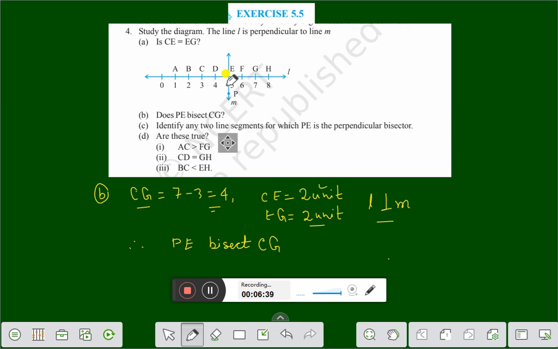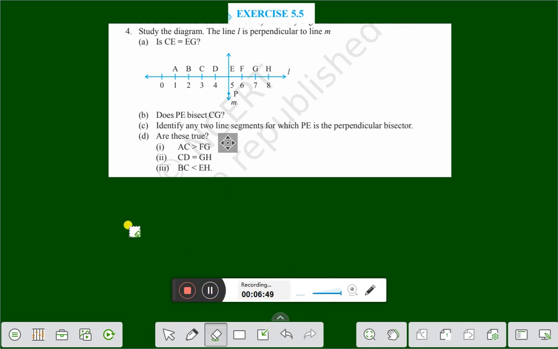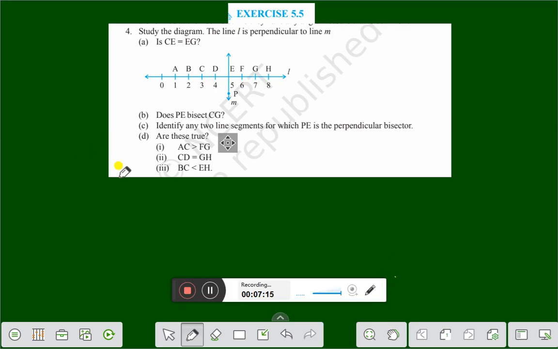Next we will do question number C. Question number C is: identify any two line segments for which PE is the perpendicular bisector. You can take any two line segments, like two line segments which are perpendicular, right? Question number C you are taking.